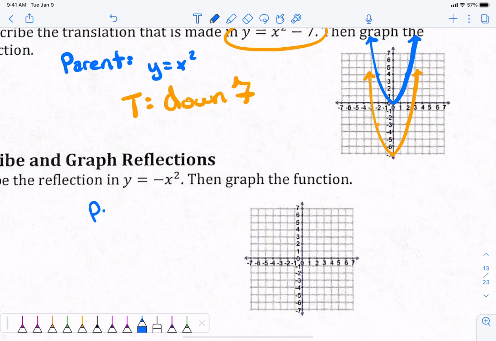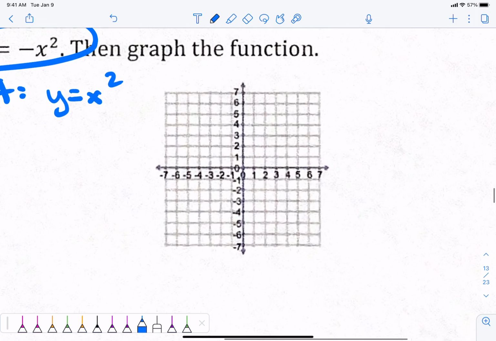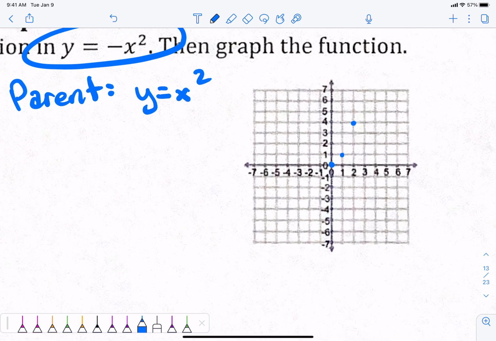So the parent function in this case, y equals negative x squared, his parent is just x squared, right? Just x squared. Okay, we still have the same one as what we were doing before, so (0, 0). Why isn't it just negative x squared? Okay, so the parent is what we have if we strip everything else away.